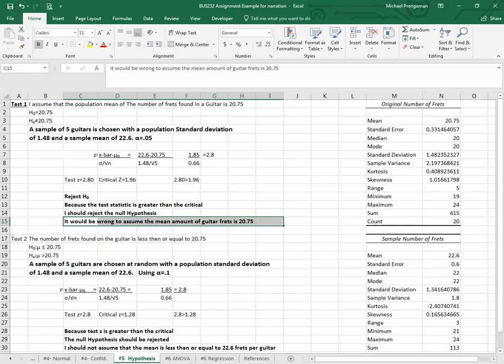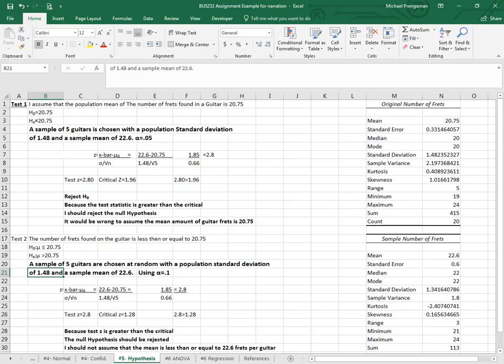The second hypothesis test, done similarly. In this case, we'll assume that the number of frets found on the guitar is less than or equal to 20.75. Therefore, we have our null hypothesis and alternative hypothesis. Again, we will use sample mean of 22.6 and a population standard deviation of 1.48.